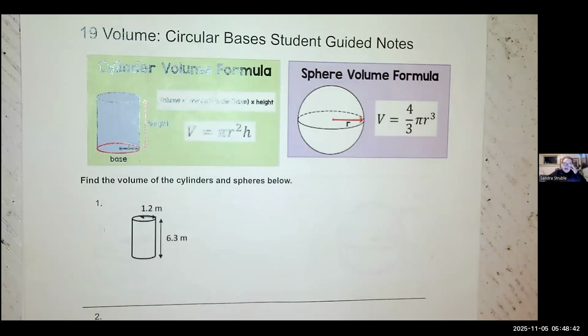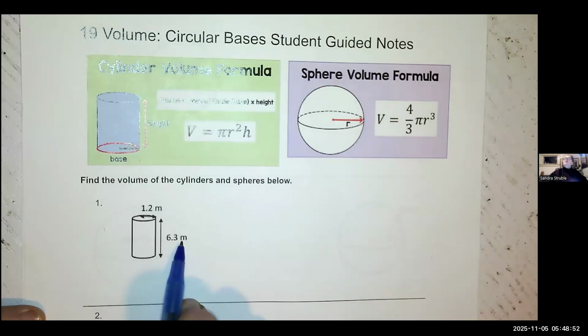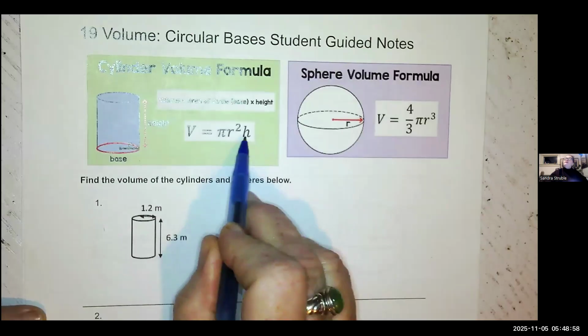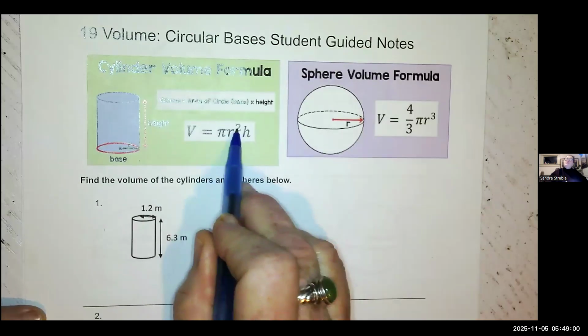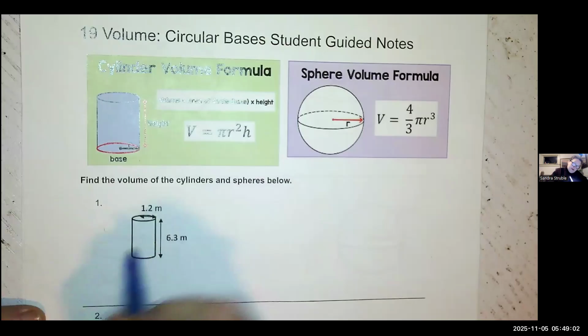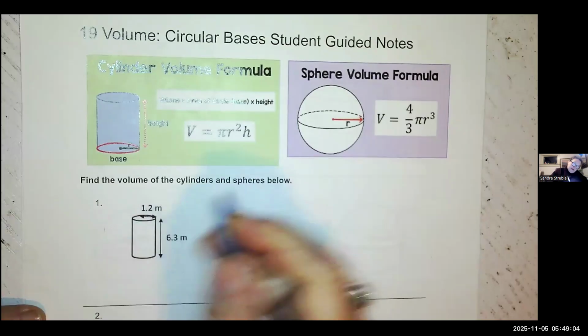Okay, so starting with a cylinder, we've got a height of 6.3 meters. You do need to be able to tell the difference between the height and the radius, because that will change dramatically based on whether you're squaring it or not. So our radius is 1.2. This is our radius, and this is our height.